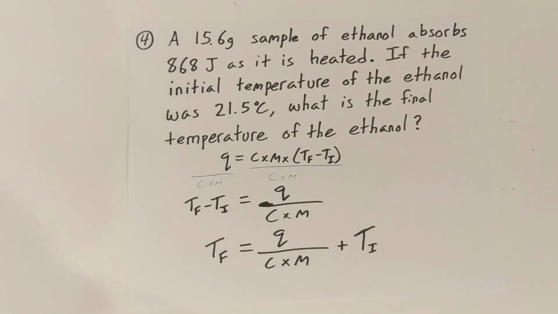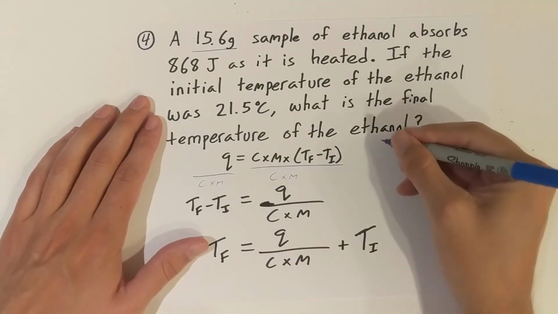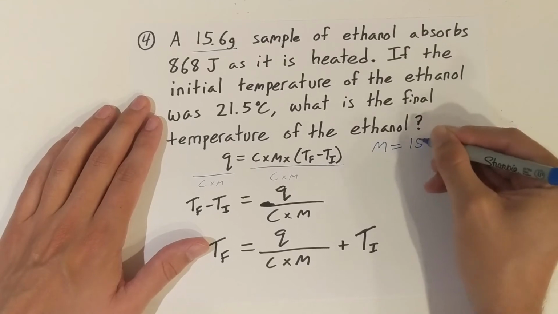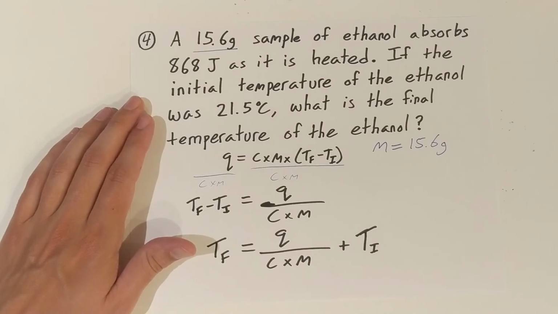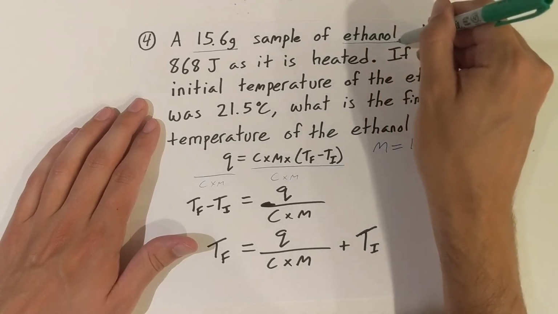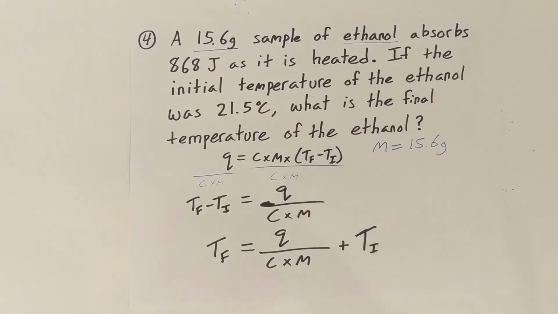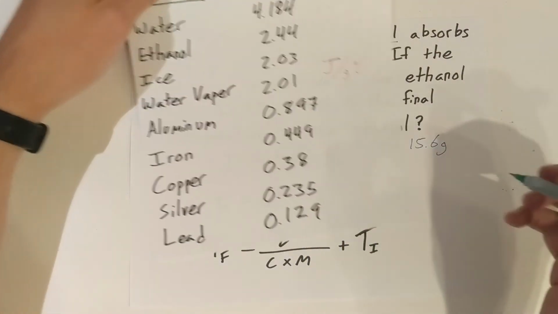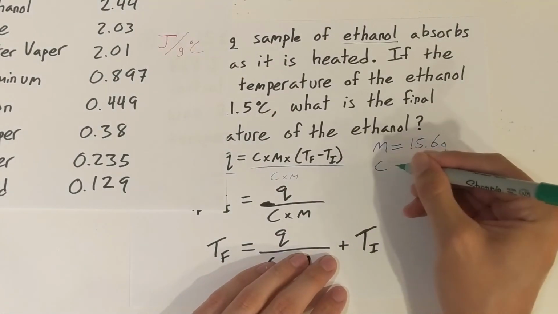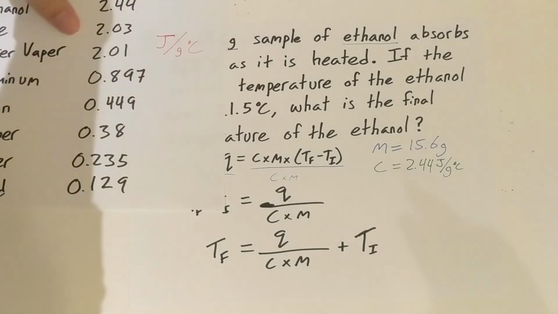All right, so let's get everything from our problem. First, we got a 15.6 gram sample. So that's our mass right away. Mass equals 15.6 grams. Our next thing is it's a sample of ethanol. So that's where we get our specific heat. We have to know what substance it is. Ethanol, specific heat is 2.44 joules per gram Celsius.